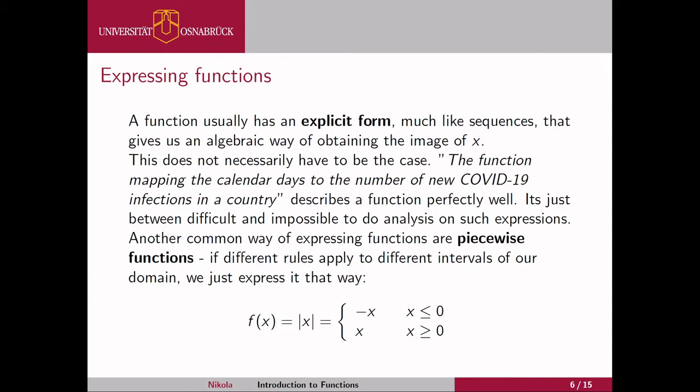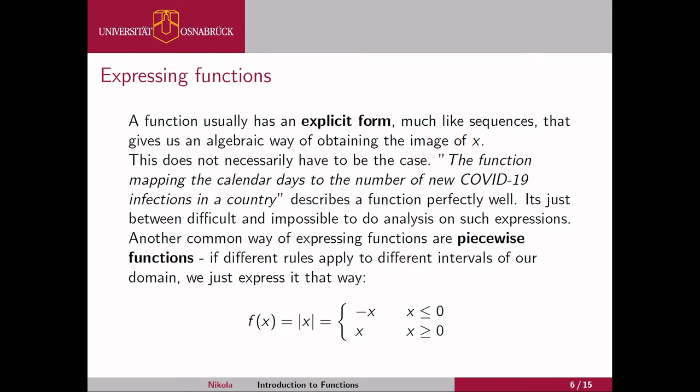And with functions, we usually have the explicit form. That means we are given two domains, and then there's an algebraic formula which gives us the rules of obtaining the image of an element x in a domain. For example, f of x is x squared or something. This is the normal case. However, keep in mind that it does not necessarily need to be the case. For something to be a function, an algebraic expression to compute the image is not necessary.